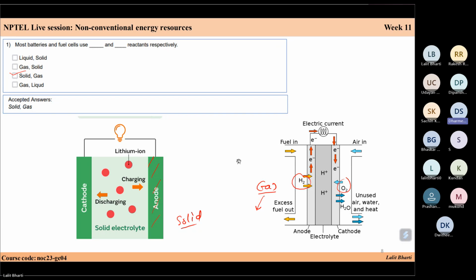Sir, reactant means anode and cathode, fuel. Reactants means, if you take H2 here and you are getting H2O after the reaction, your H2 plus O2 is giving H2O. So your H2 and O2 are your reactants, then your H2O is your product. So here what is happening?